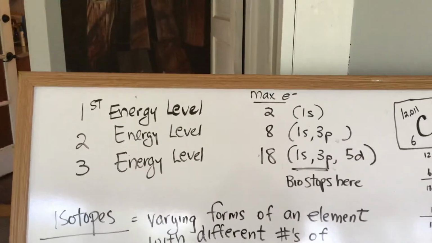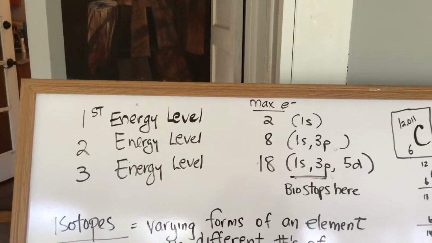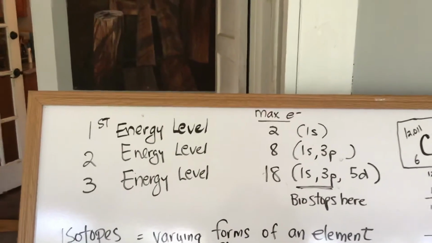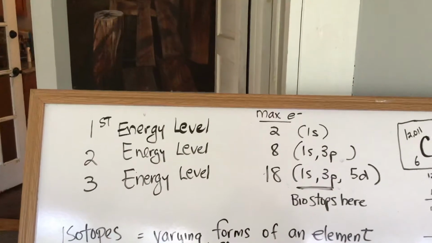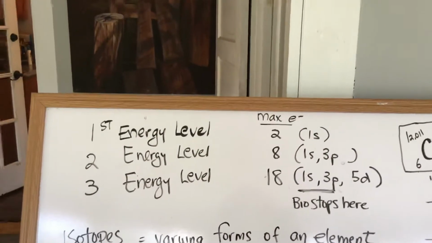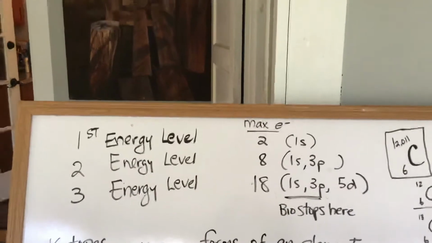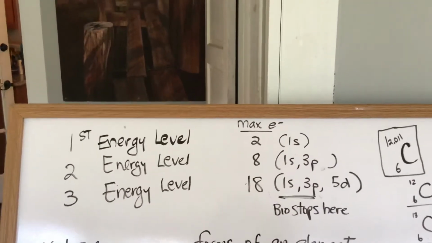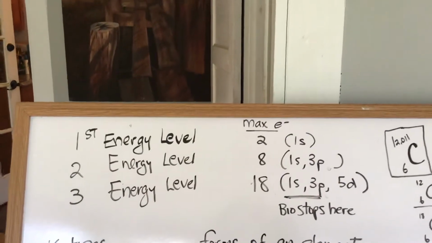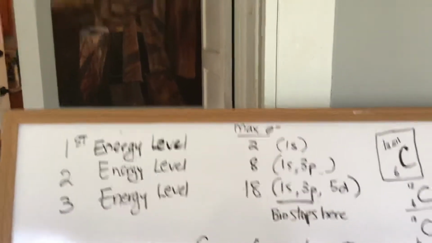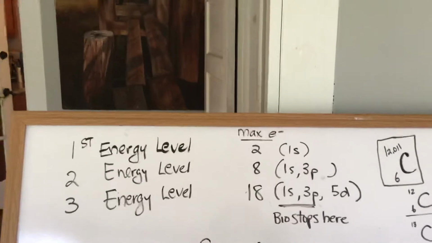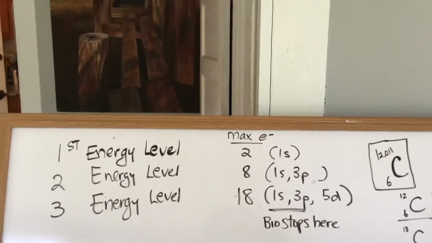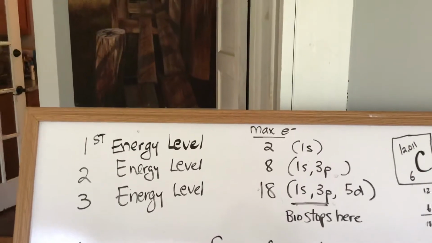The second energy level has a maximum of 8, and again, it doesn't always have to have 8. But there is a possibility of 1 s and 3 p orbitals. And the third energy level has a maximum of 18 electrons, 1 s orbital, 3 p orbitals, and 5 d orbitals. In biology, though, we only go up to the s and the p orbitals, or the end of the third line on the periodic table.